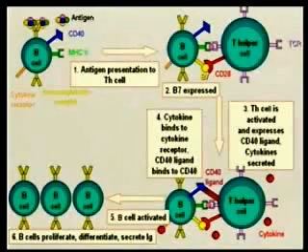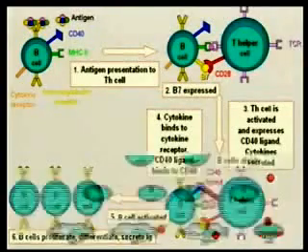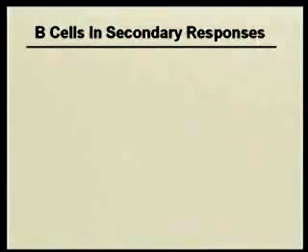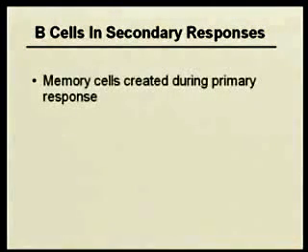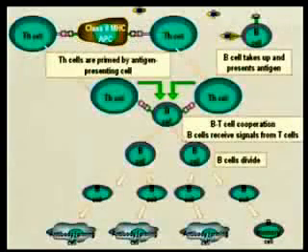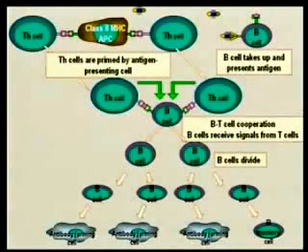Once this interaction happens here, this will send a signal to the B cell to upregulate the B cell. It turns out that B cells can play a very important role in the secondary immune response. We'll discuss that a little bit here. As I mentioned in the previous slide, in addition to producing antibody-forming cells, memory cells are formed.